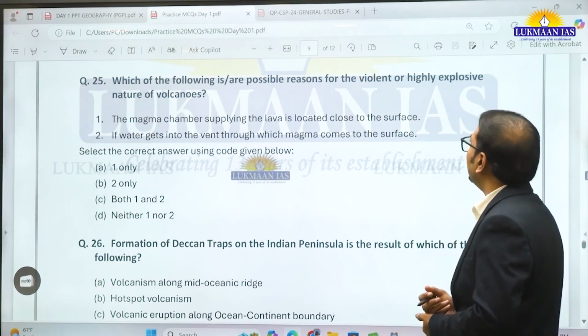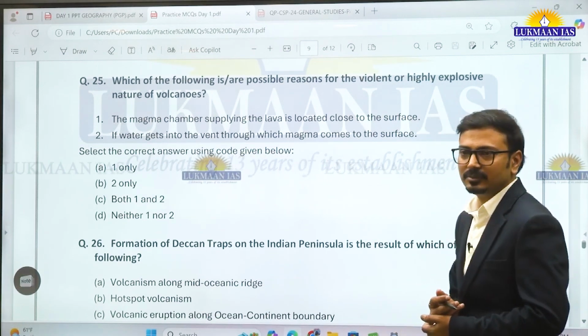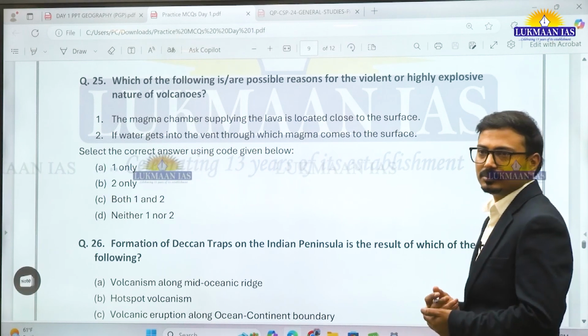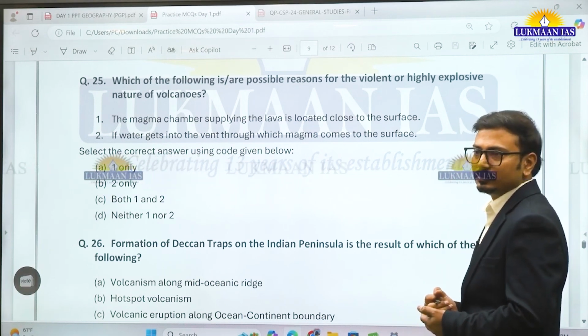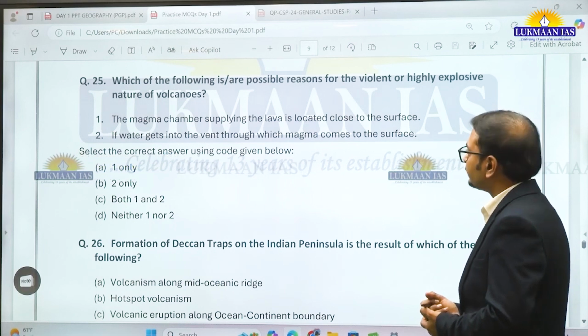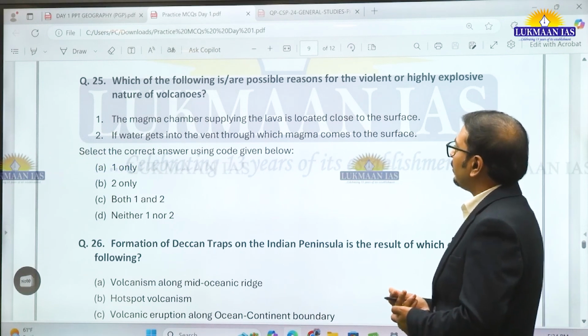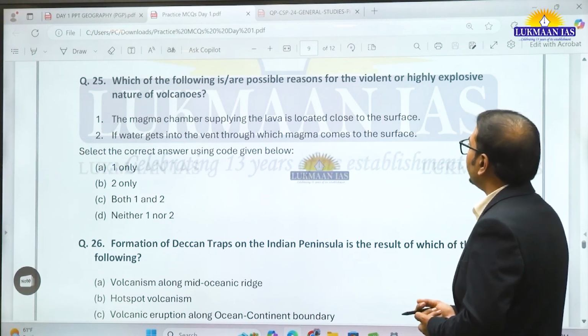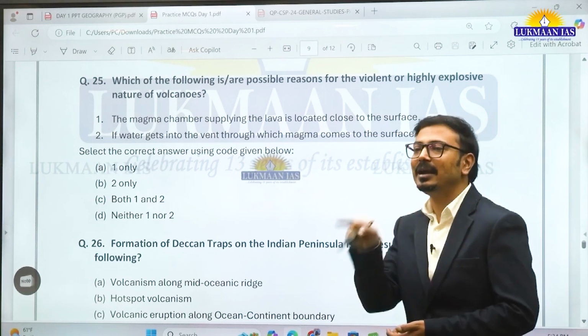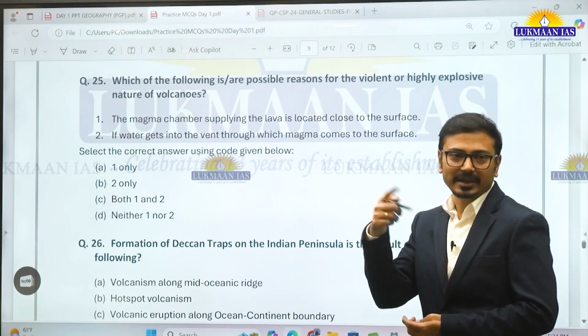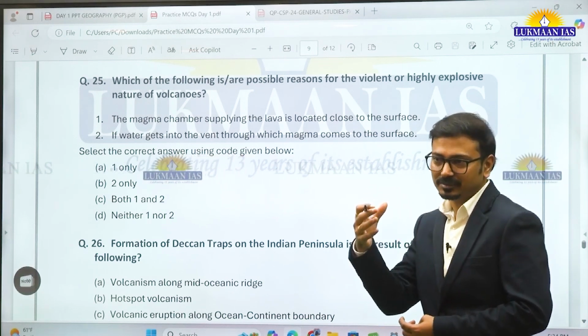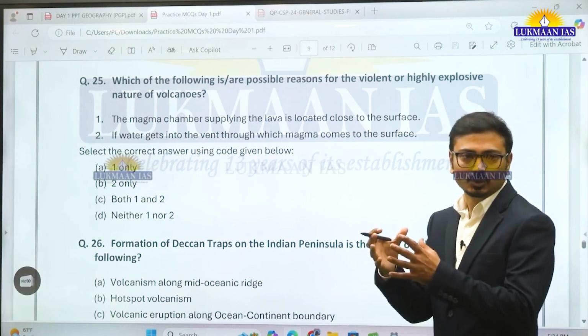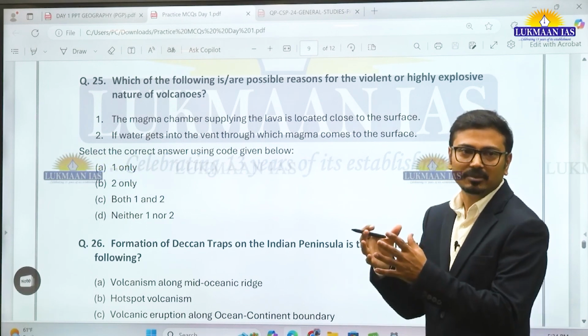Why is it violent and explosive in certain volcanoes? Now this is given in NCERT: the magma chamber supplying the lava is located close to the surface. That's why caldera, volcanic, let's say explosion. The source of magma is very near to the mouth.